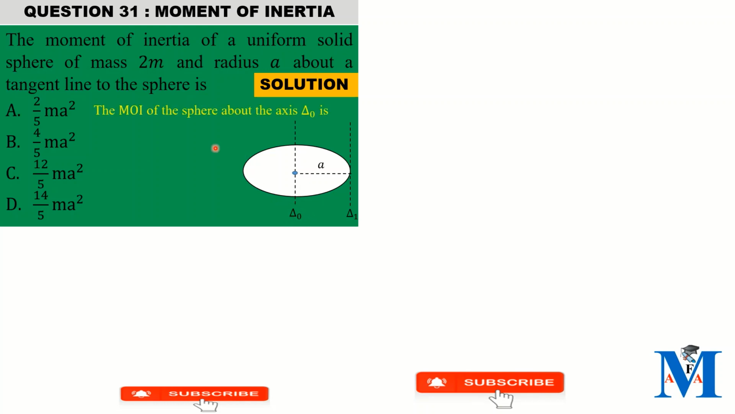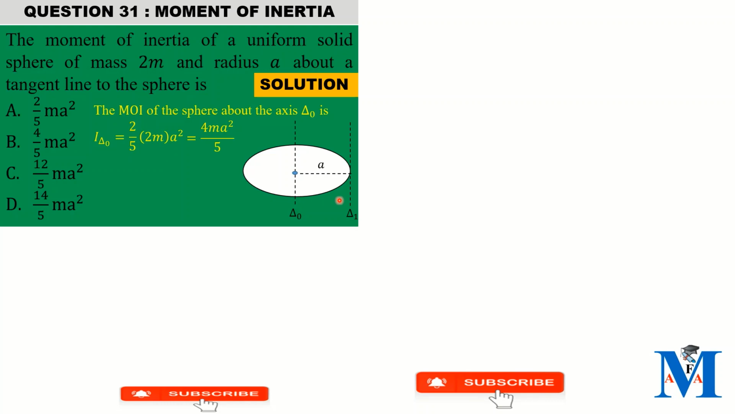If you check your formula booklet, you're going to see the formula. It is 2 over 5 times the mass of the sphere times the radius of the sphere squared. The mass of the sphere is 2m and the radius of the sphere is a. So with that we get 4ma squared divided by 5, which is the moment of inertia of this sphere about this axis delta 0, that is an axis passing through the center. Now the objective of the question is to find the moment of inertia of this sphere about an axis that is tangent to the sphere, the axis delta 1.